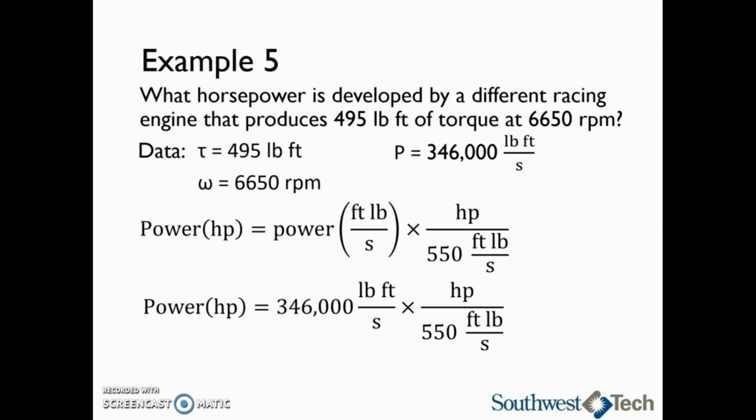After multiplying, we see that this racing engine develops 629 horsepower. This concludes our discussion on rotational power in the English system.